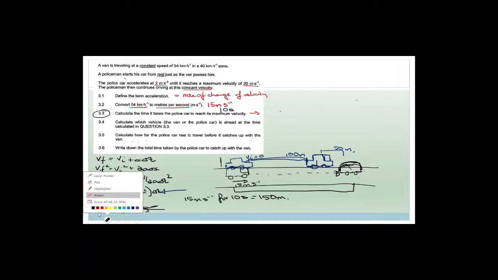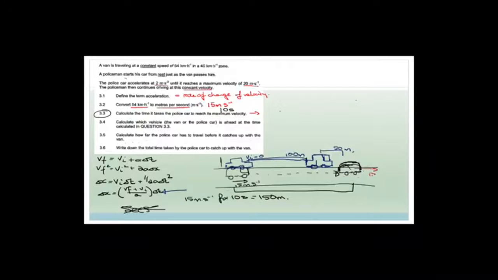So now, let's just do this in red. Do you agree this dude is carrying on at 15 meters per second? This dude is now traveling at 20 meters per second, but he's 50 meters behind him. Let's do it another way. Hang on a minute.